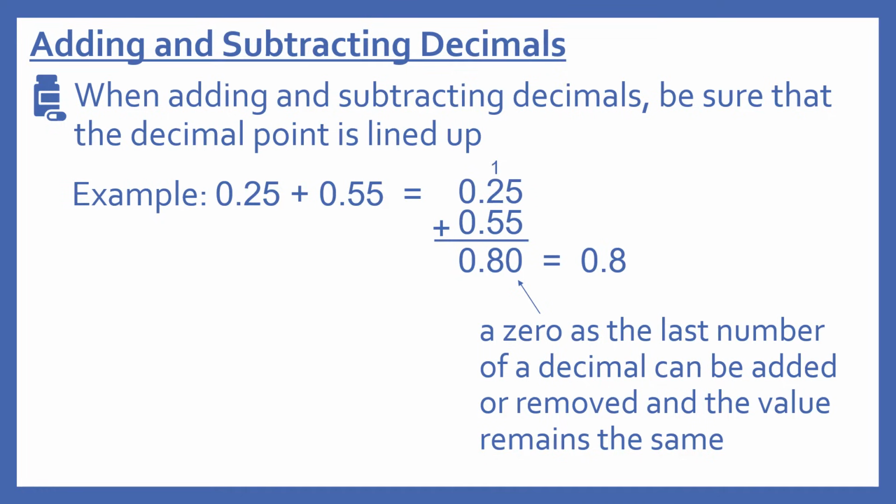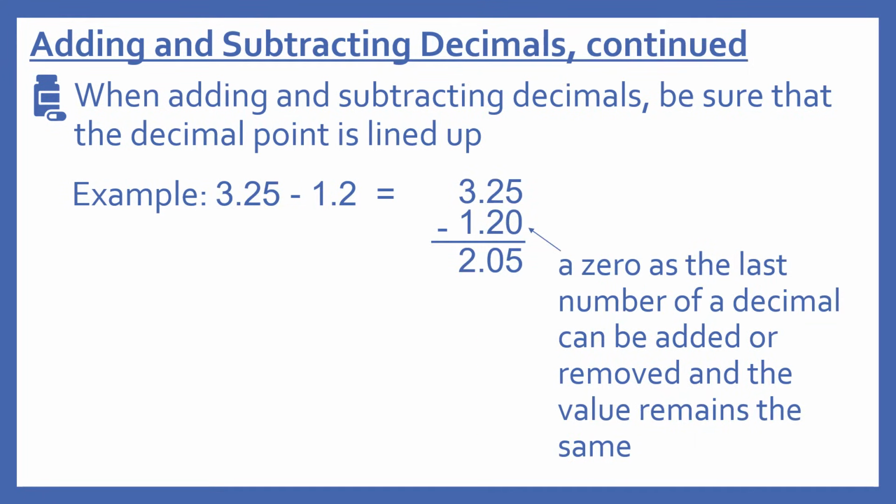So 5 plus 5 is 0, carry your 1. 5 plus 2 plus 1 would be 8, and then our 0 plus 0 is 0, and our decimal point just stays lined up. So the answer is 0.80. But since the 0 is the last number of the decimal, that can be removed and the value remains the same. So 0.80 is 0.8.